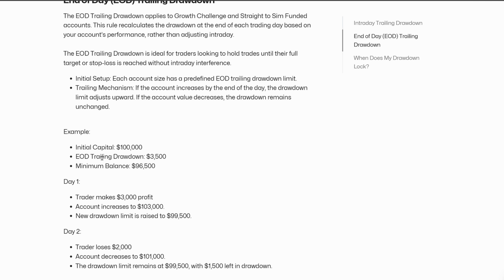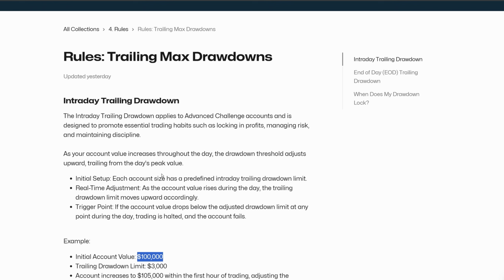Now we can scroll down right here and it talks about the end of the day drawdown, and they basically show it right here. You can see that trader makes $3,000, account increases to 103. Now, this is only going to update after the close of the session. So let's assume that maybe you're having a great trading morning. You've already made $10,000 in this account. And then by the close of the session at 5 o'clock, you're back at break even. You gave back all those profits. Well, in that example, you would lose 0 drawdown. However, with the intraday drawdown, you would actually have busted out the account because the drawdown would have been ratcheting all the way up.